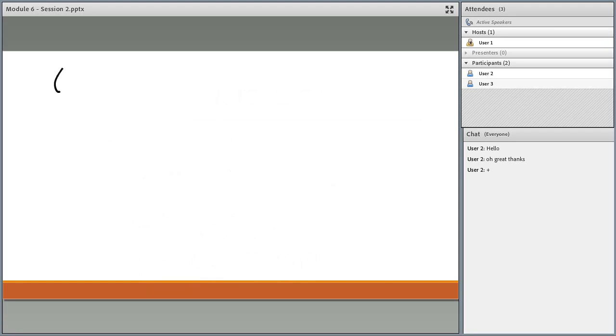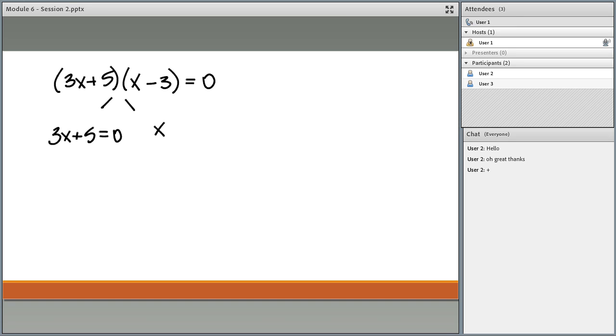So let me go to the next page. I have 3x plus 5 and then x minus 3 equals 0. So 3x plus 5 equals 0, and x minus 3 equals 0. So one of my critical points is that x equals 3. And the other one, when I move the 5 over and divide out the 3, I get negative 5/3. So I have two critical values, negative 5/3 and 3.